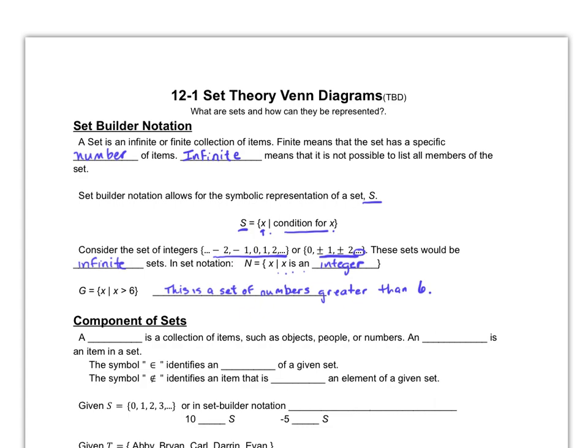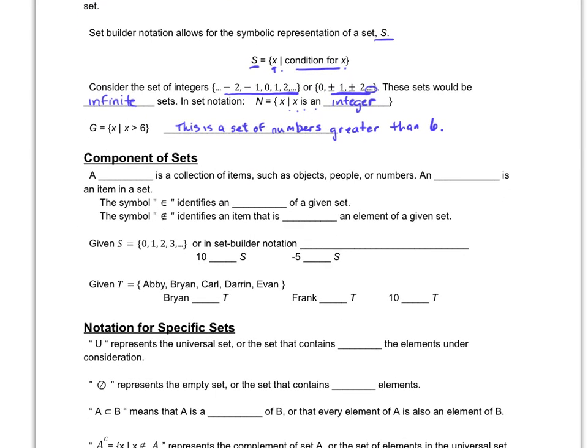Looking at the components of sets, a set is a collection of items such as objects, people, or numbers. An element is an item in the set, right? An element. The Greek letter epsilon right here identifies an element of a given set. And the epsilon with a slash through it identifies an item that is not an element of a given set.